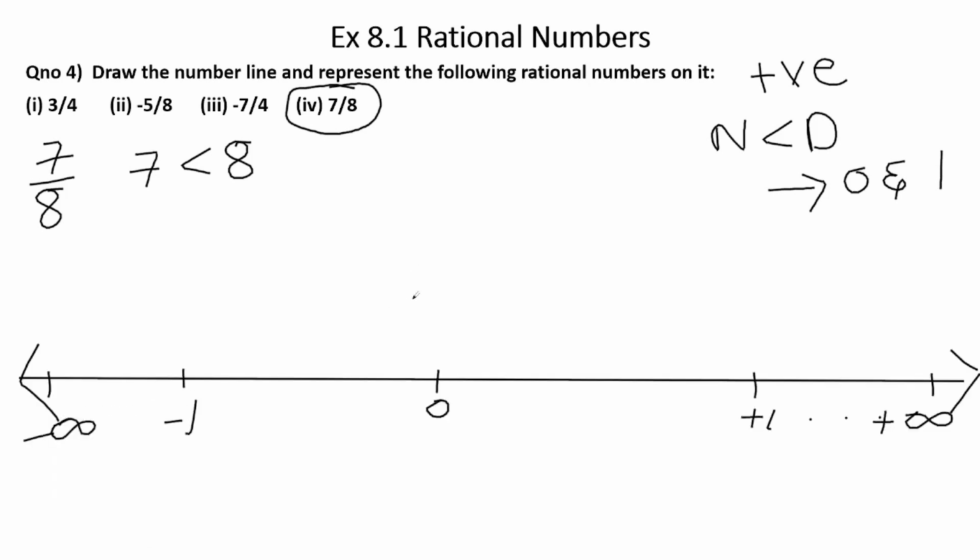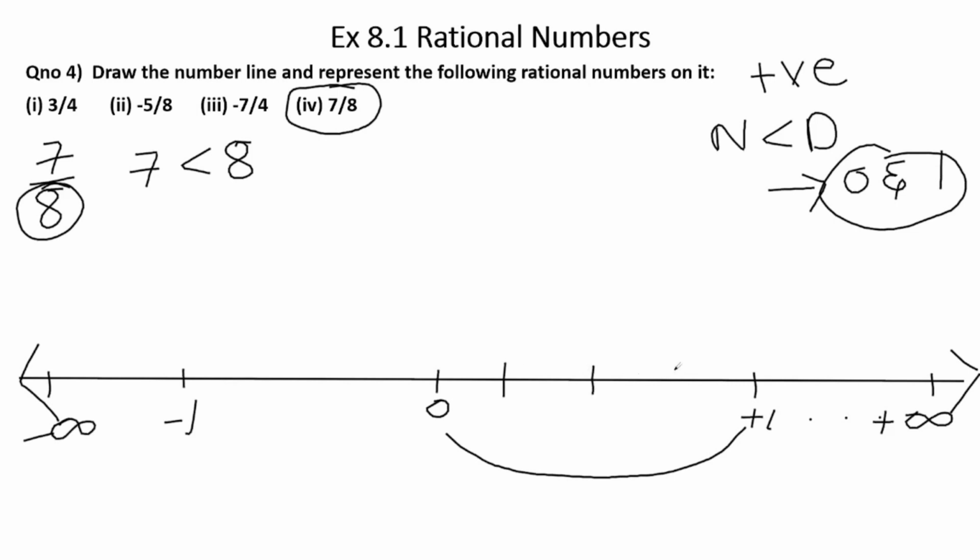We know that 7 by 8 lies between 0 and 1. Right? What is the value of the denominator? The value of the denominator is 8. So divide this into 8 equal parts. Now I have divided this into 8 equal parts. Now this is a positive rational number, so count from left to right.